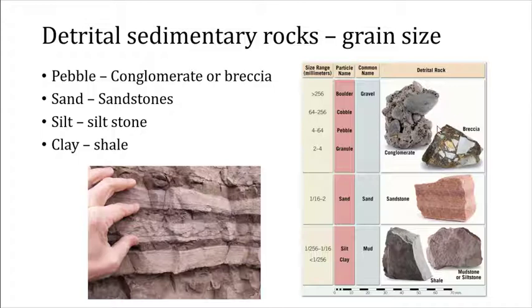And so both have pebble-sized particles. The breccia, though, has angular pebble-sized particles, where the conglomerate has rounded pebble-sized particles. And we're going to come back to these and put them in a little bit more context later on. And then if the rock is made of sand, we call it a sandstone.